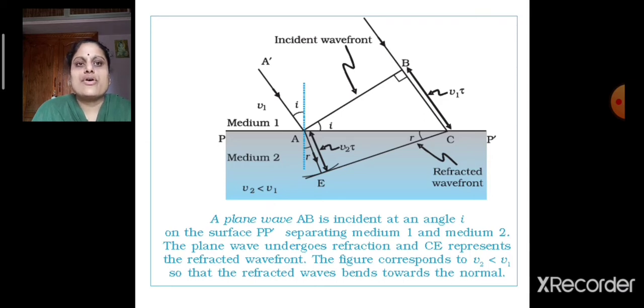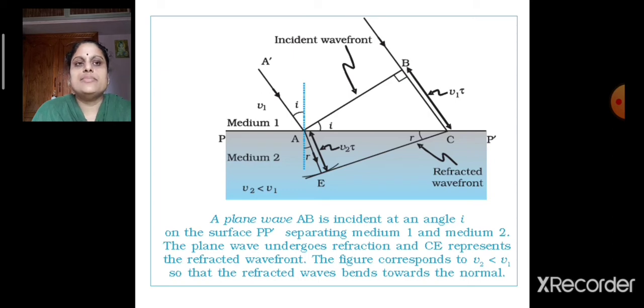Suppose we draw the normal at the point A, we get the angle of incidence I as shown in the figure. Then, by the time the ray from the point B reaches the point C, the light ray from A would have travelled through the second medium and reached the point E. So, the angle of refraction R is also marked in the figure.